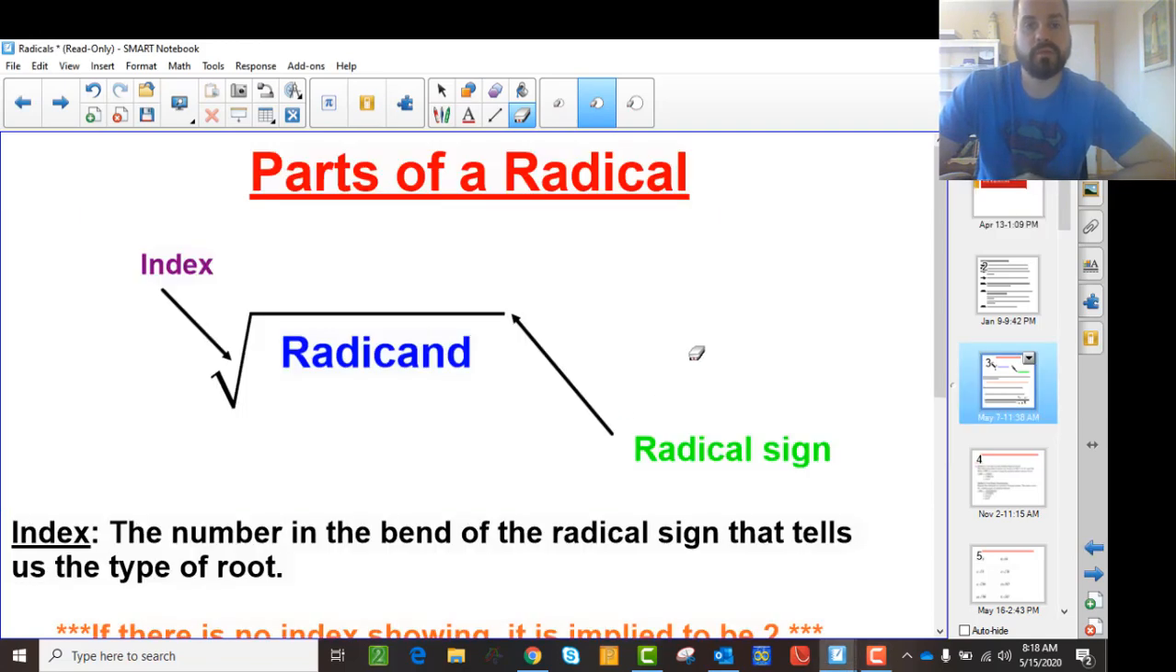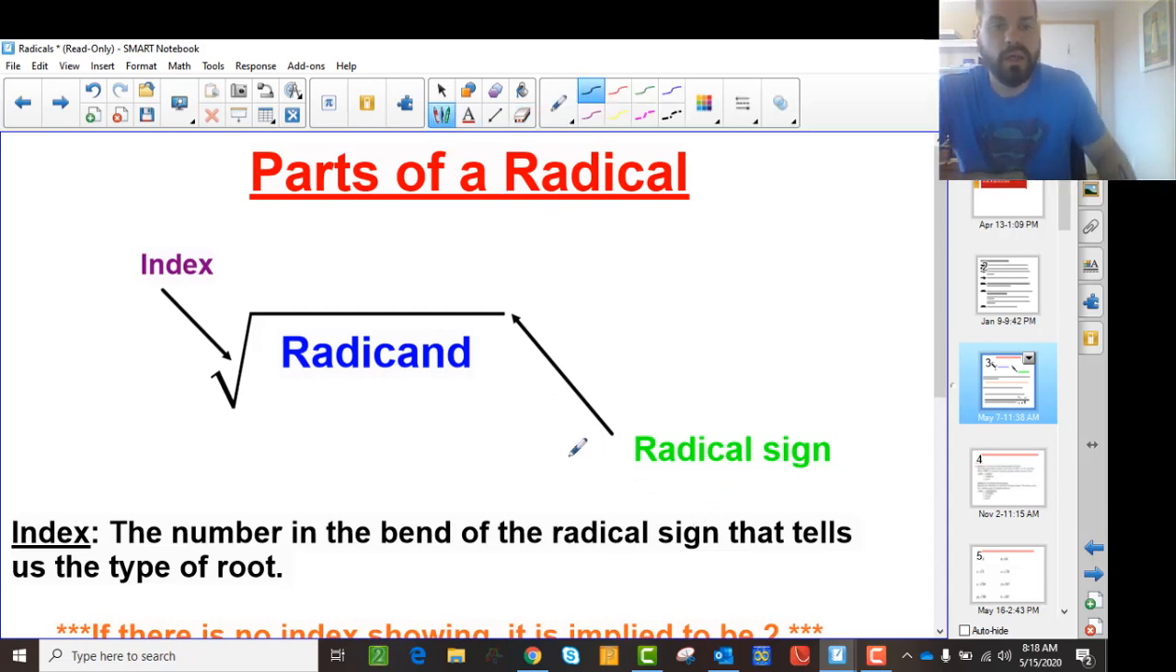So when we look at parts of a radical, you have, first of all, the identifier. The big identifier is the radical sign. If you don't have a radical sign, you don't have a radical. If you do have a radical sign, you know you have a radical. So this is sort of the defining feature that identifies, okay, we have a radical, which is probably fairly obvious.